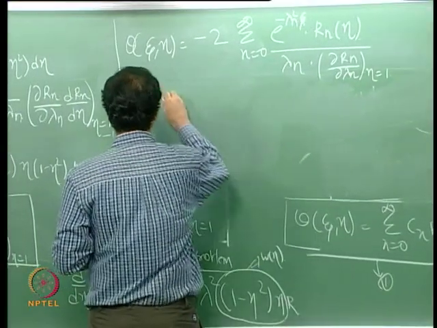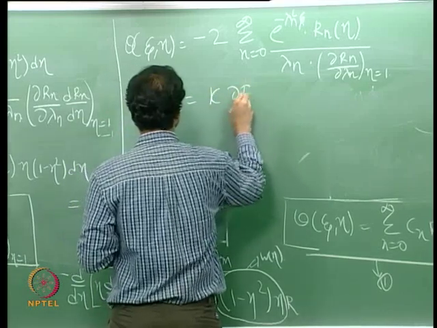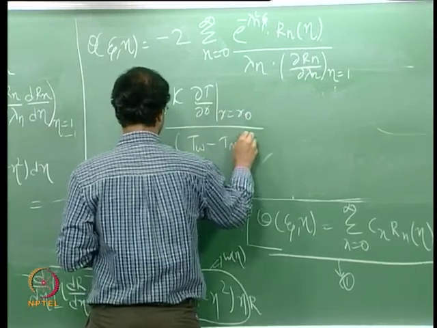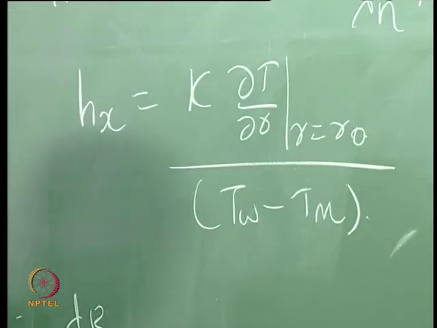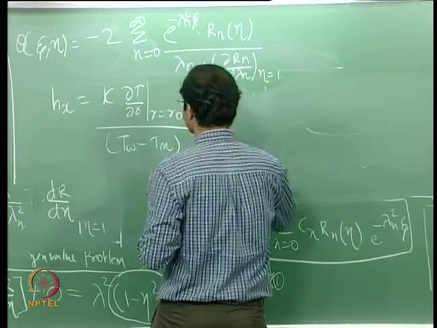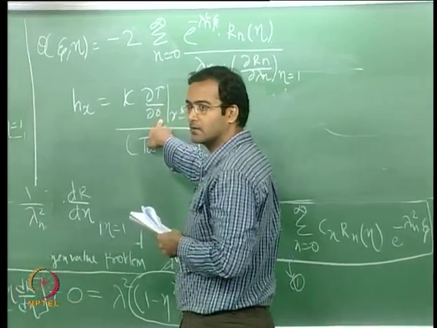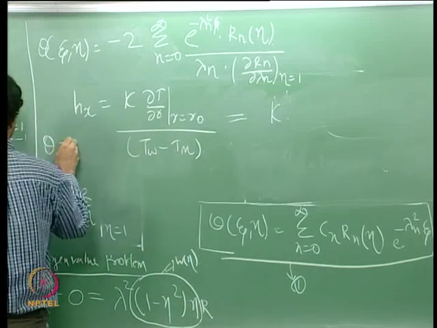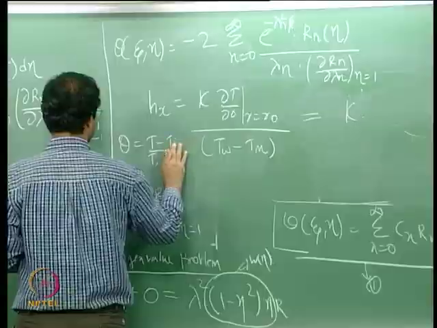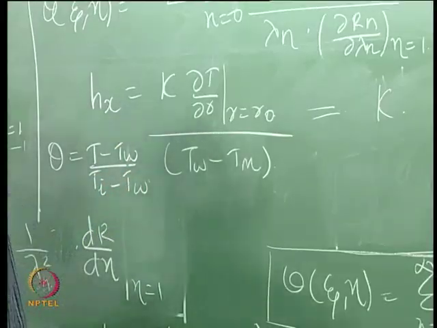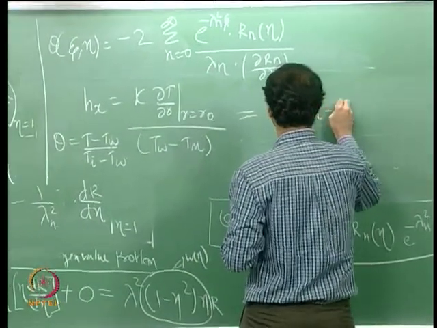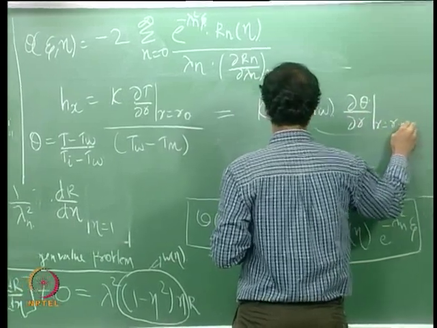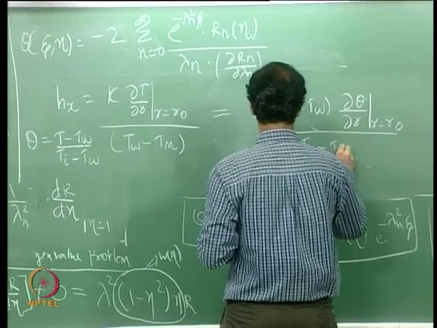Now I will define my local heat transfer coefficient as k dT by dr at r equal to r0 divided by T wall minus T mean. This is my definition of local h, and from substituting the temperatures in terms of theta and the non-dimensional radial coordinate eta, if you substitute for T in terms of theta, you remember that theta is T minus T wall by Ti minus T wall. So this will be Ti minus T wall into d theta by dr at r equal to r0 divided by T wall minus Tm.